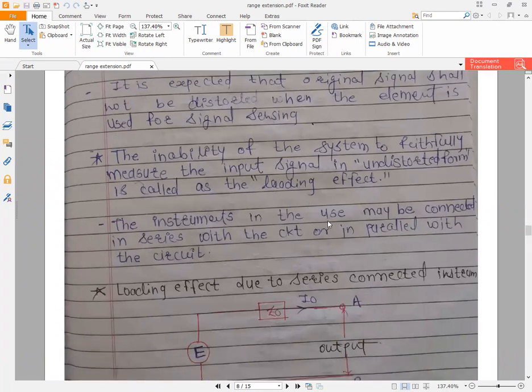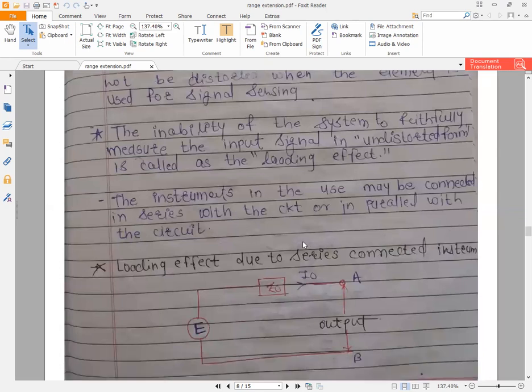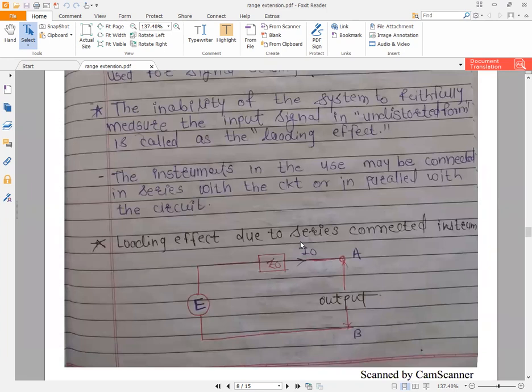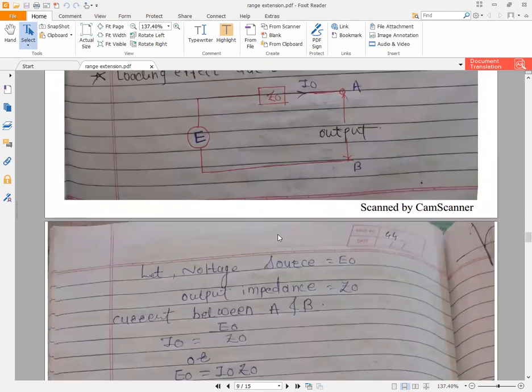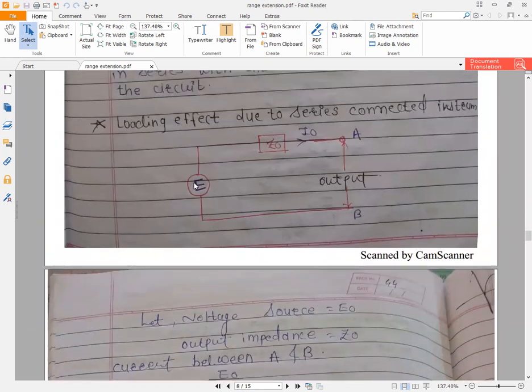The instruments in use may be connected in series with the circuit or in parallel with the circuit. So we have to see the loading effect when we are connecting in series and when we are connecting in parallel. First, here we can see we have taken the voltage source as E0, and next one is the Z0.